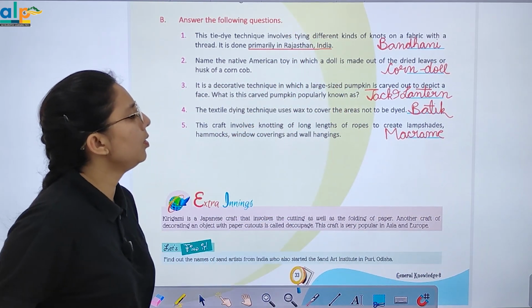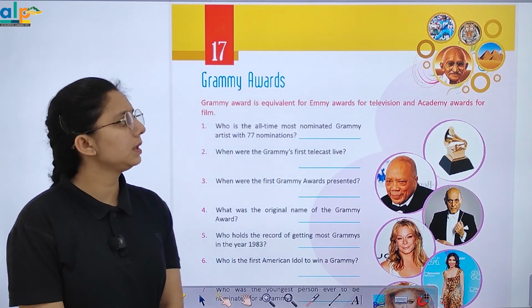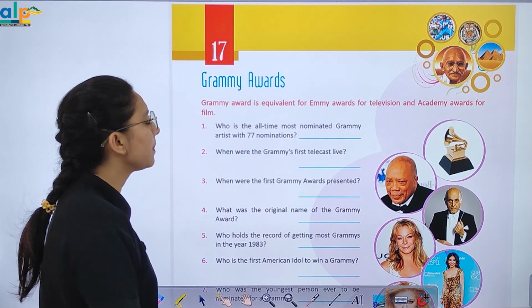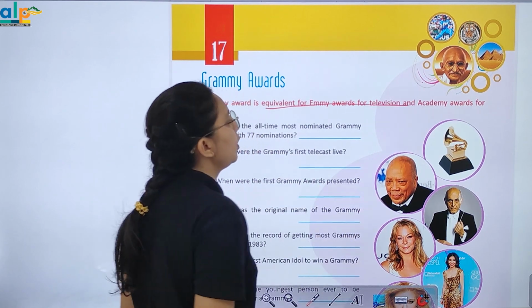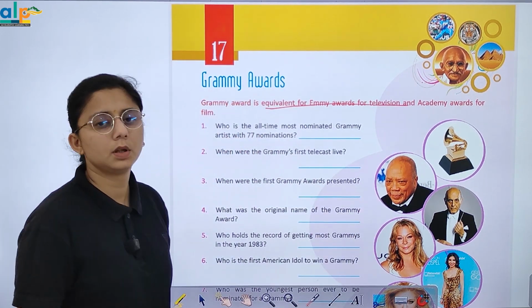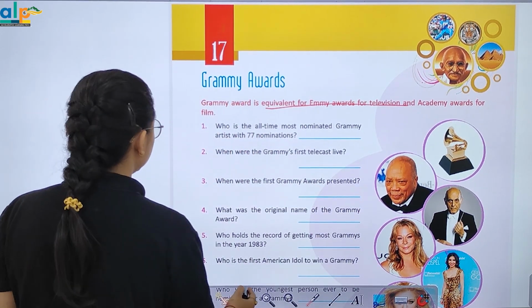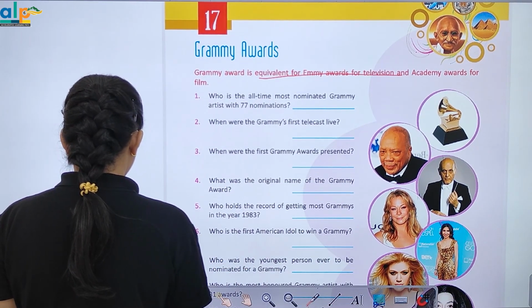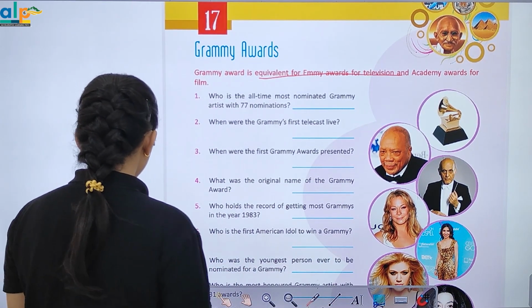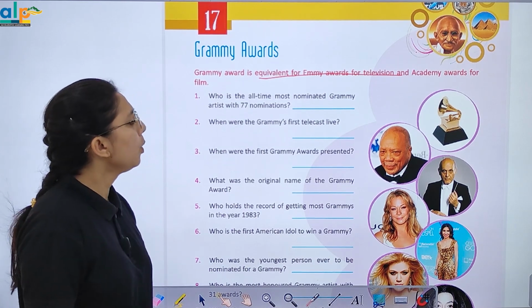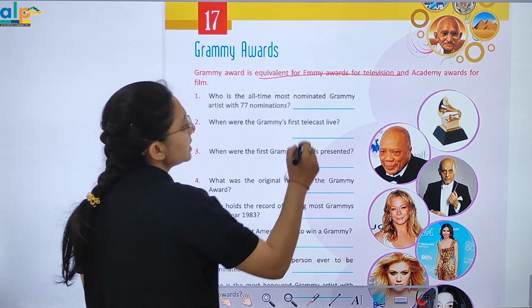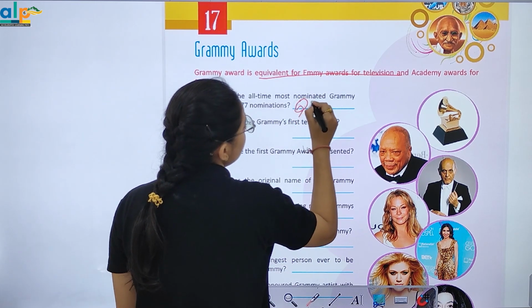Right? Now, let's move to the next chapter. That is chapter number 17. Grammy Awards. What are Grammy Awards? It is equivalent to Emmy Awards for television and Academy Awards. So first is your, who is the all-time most nominated German artist with 77 nominations?